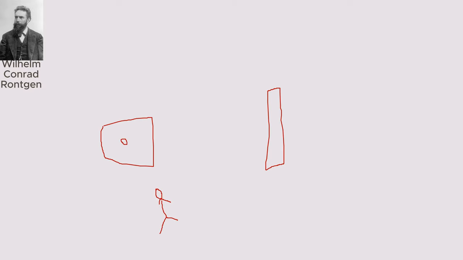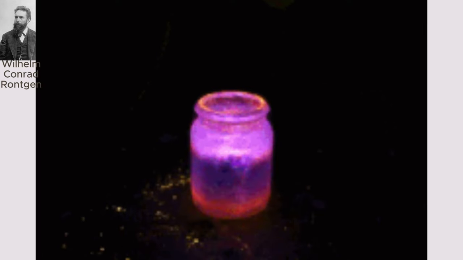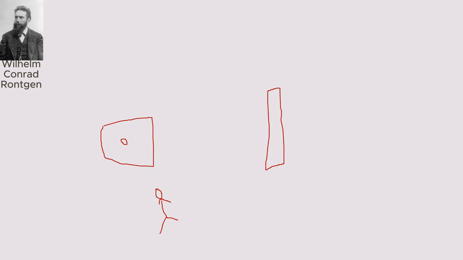Now, what did he notice? He noticed that a fluorescent screen some distance away started to emit white light. I don't know if I said it before, but fluorescence is the process of emission of light by some sort of material. So if I say it's a fluorescent screen, it means that it's a screen that's capable of emitting light. So he surrounded this assembly, this cathode ray tube, with this box here.